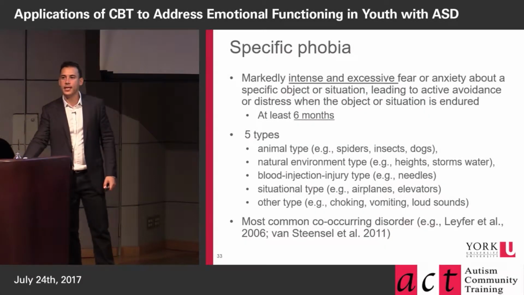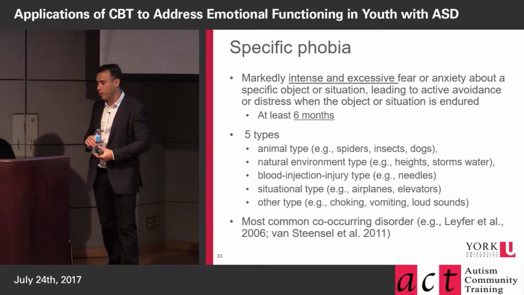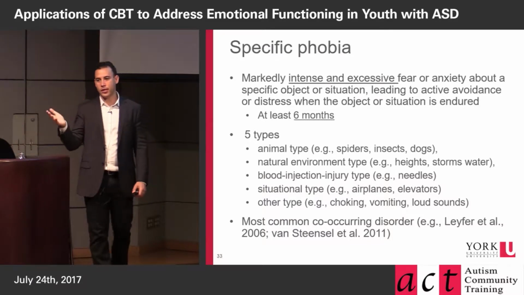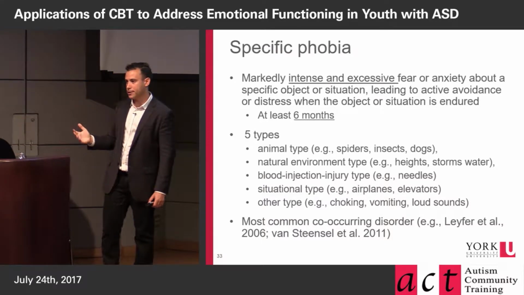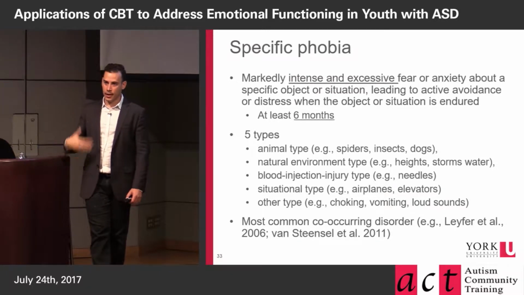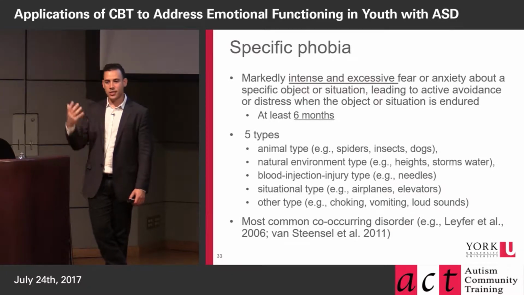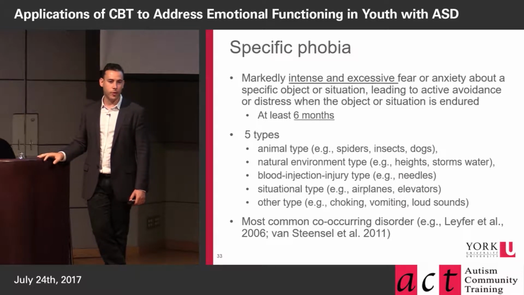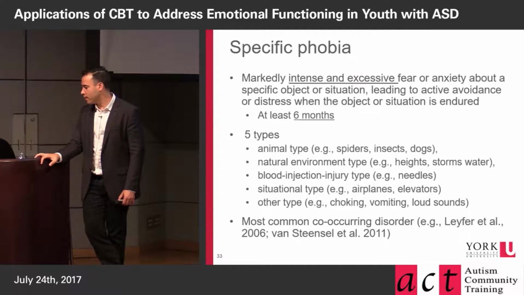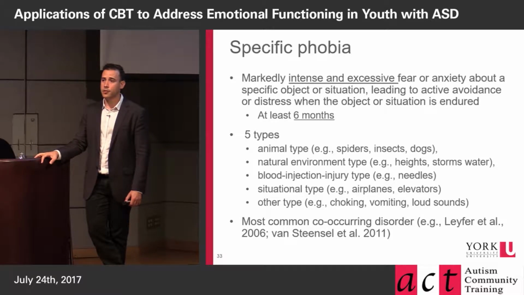So these are the 5 key specific phobias that we're all aware of. Specific phobias are the most common kinds of anxiety disorders for kids with autism too, at least as reported by parents. If you ask a parent and go through a structured ADIS, specific phobias are typically the most common type of anxiety disorder. So these are the 5 types, and they are very common in kids with autism too.